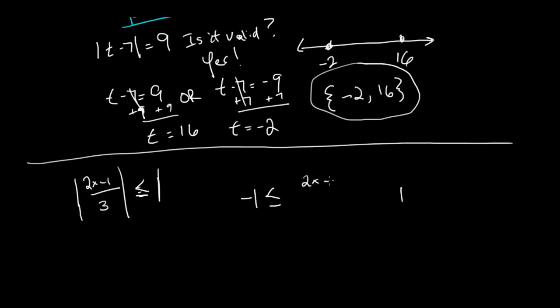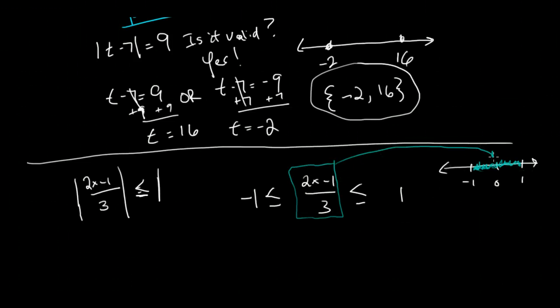So let's say 2x minus 1 over 3 is greater than or equal to negative 1, but less than or equal to 1. Mind you, on a number line, anything with an absolute value of less than or equal to 1 is going to be all in this section right here, right? And that's what we're trying to find. How would I make this expression fall into here? How does this go into that space?